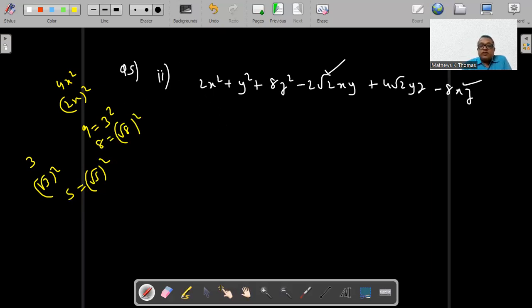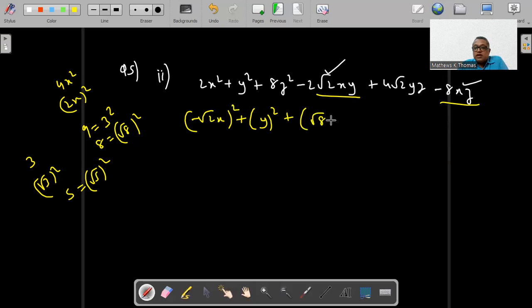So I'm going to write this as root 2x whole square. But here I know that my x is negative, so I'm going to write minus root 2x whole square. I'm taking root 2 because it's not a perfect square, so I'll take the root and square it. And why negative? Because if I compare these two, xy and xz, the negative terms, x is negative. So this will become y whole square. Plus, again, the same problem here, 8 is not a perfect square. So I'm going to take the root of 8 and square it. So I can write it as root 8z whole square.